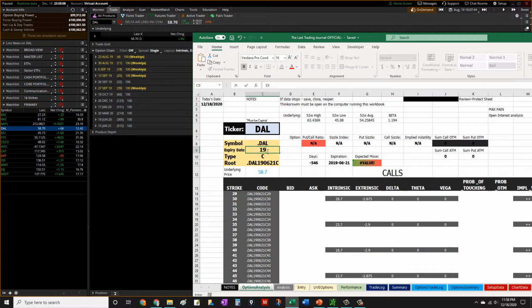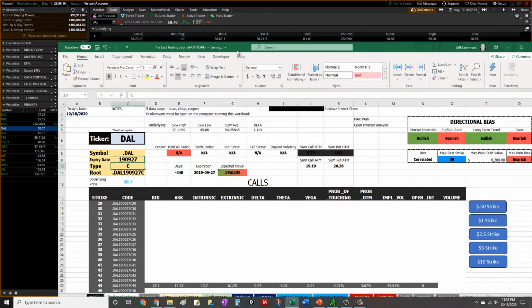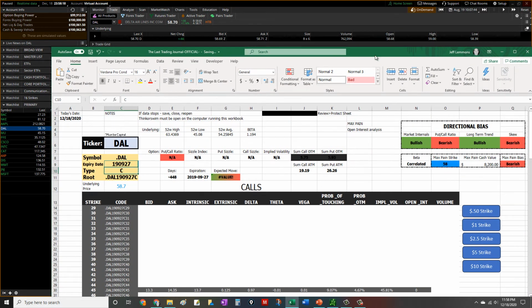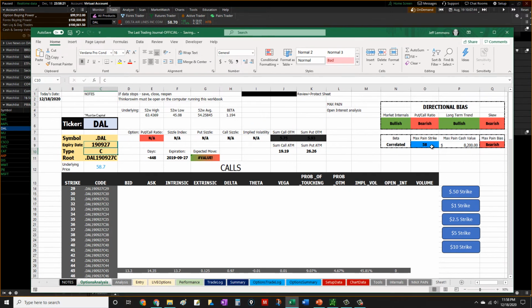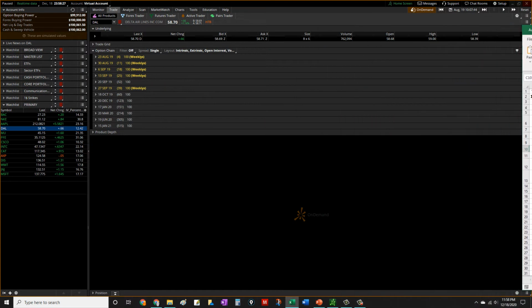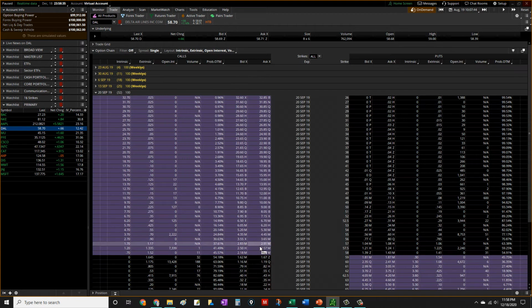1909.27, 58.70, 58.70. Max pain strike is 58. Skew is bearish. Max pain is bearish. So now we're going to want to get bearish on this position. Make sure the data is right on the screen here. Doesn't appear to be accurate at this moment. Let me make sure I got my data entered correctly.